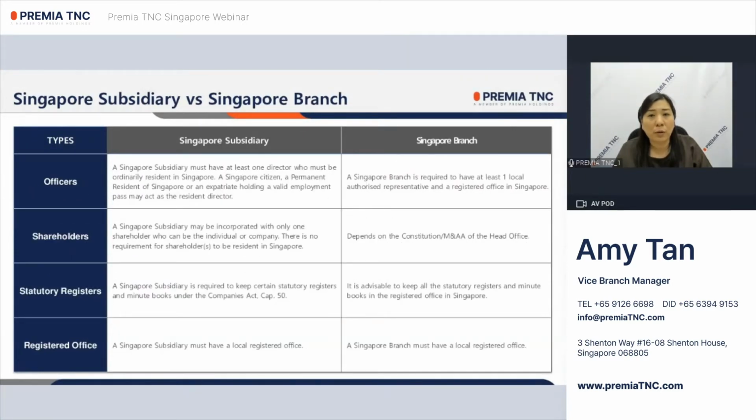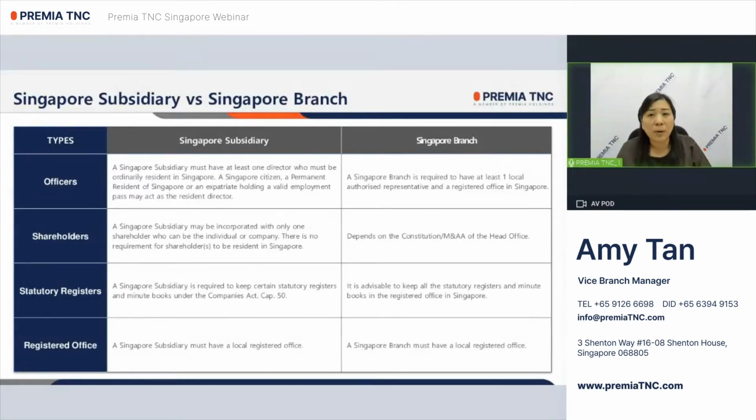Let us move on to the next comparison table. Under the officers, Singapore subsidiary must have at least one director who must be ordinarily resident in Singapore. A Singapore citizen, a permanent resident of Singapore, or an expatriate holding a valid employment pass may act as the resident director. For Singapore branch, it is required to have at least one local authorized representative and a registered office in Singapore.